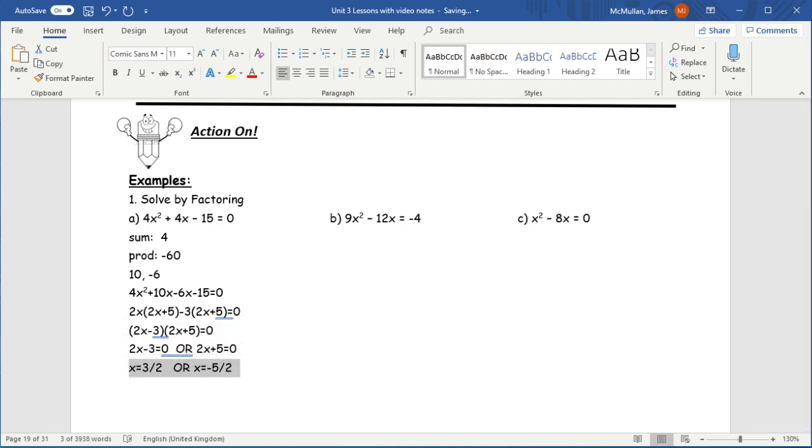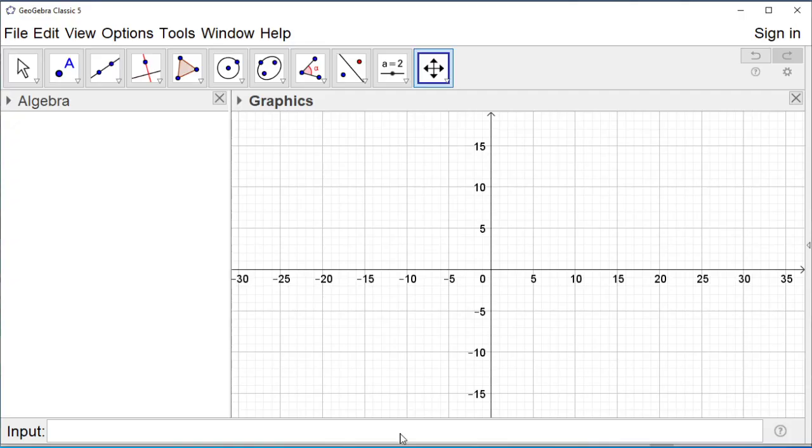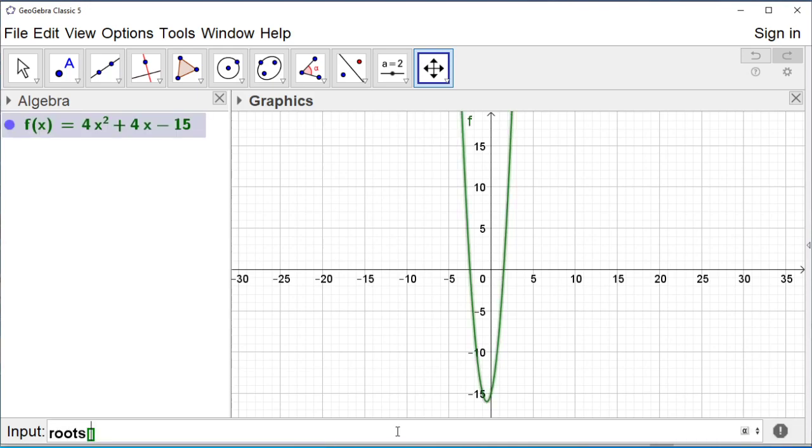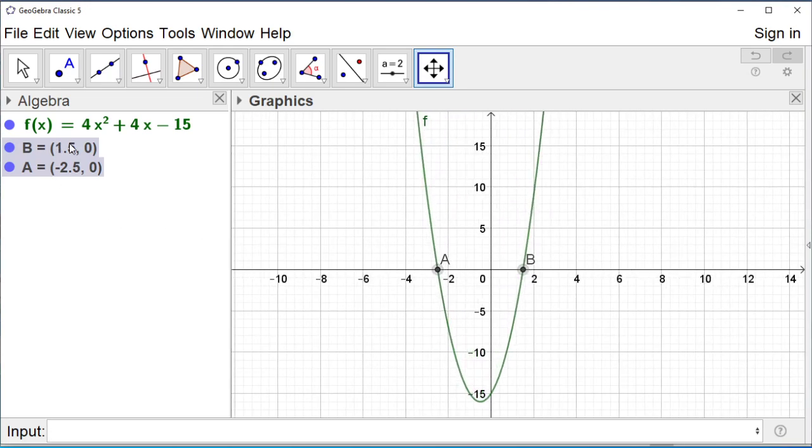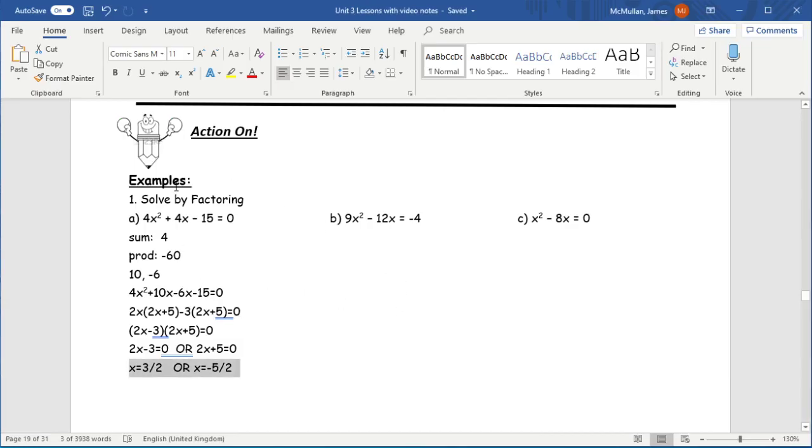So if you go back to graph this one for a sec, so 4x squared plus 4x minus 15, and we ask this, where are its roots, right? By typing roots of f, which is the function's f. You see that one root is located at 1.5, which is 3 over 2, and one of them is located at negative 2.5, which is the negative 5 over 2. Graphically, these two roots are the x-intercepts of the quadratic function that we started with. Okay? And that's how you can solve an equation by factoring.